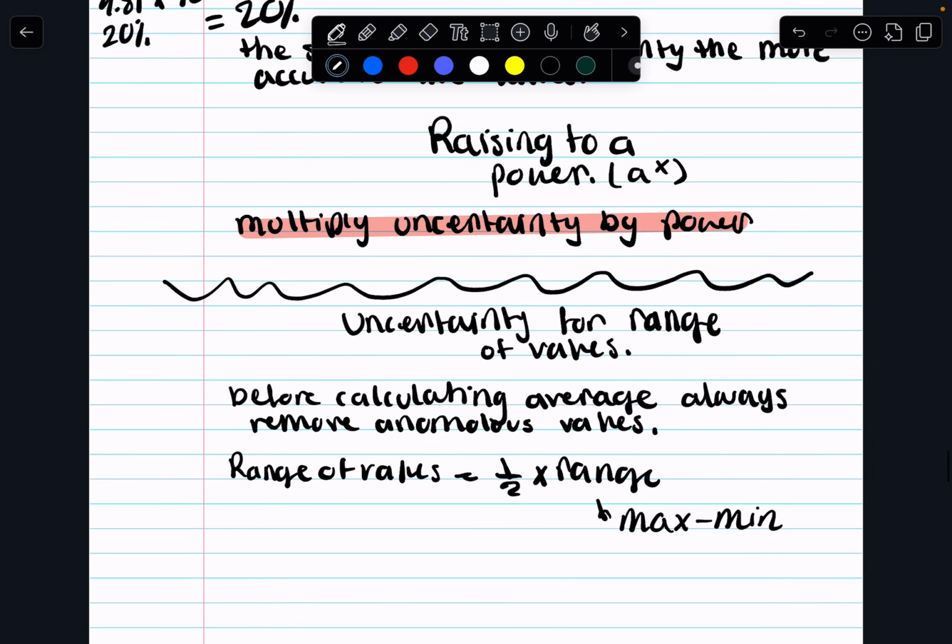Raising to the power, a to the x, for example. So multiply the uncertainty by the power. So if I had 10 to the power of 3 times x plus or minus 20%, you do 20% times 3 to get the final uncertainty.